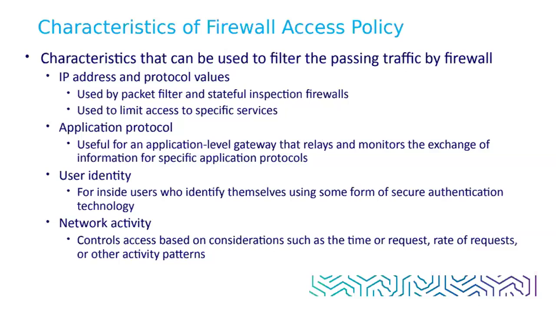For this, a firewall access policy uses several characteristics to determine whether network traffic should be allowed or denied. These characteristics include IP address and protocol value, application protocol, authenticated user identity, and the network activity pattern, like request timing and frequency.